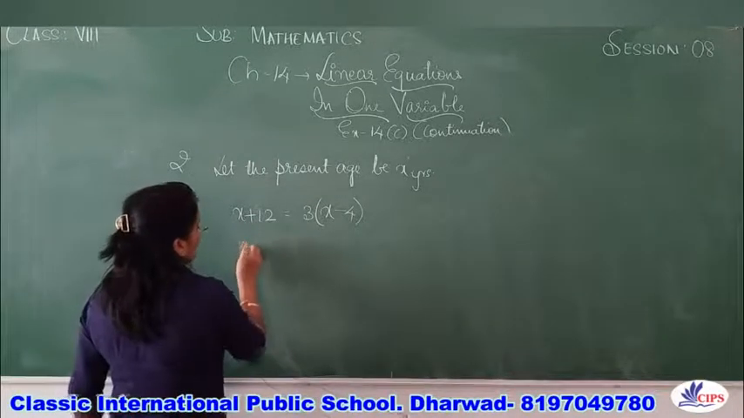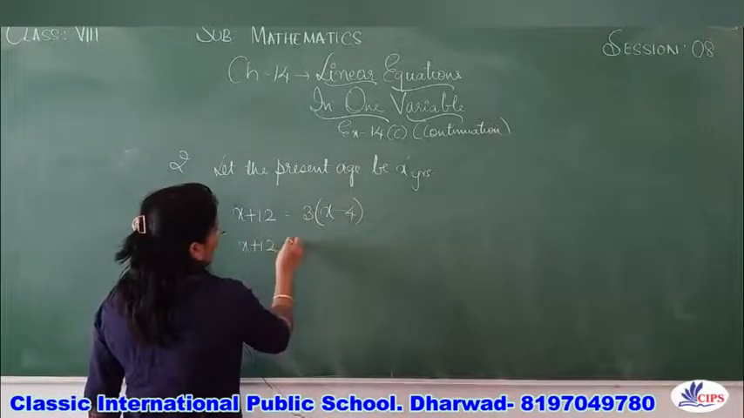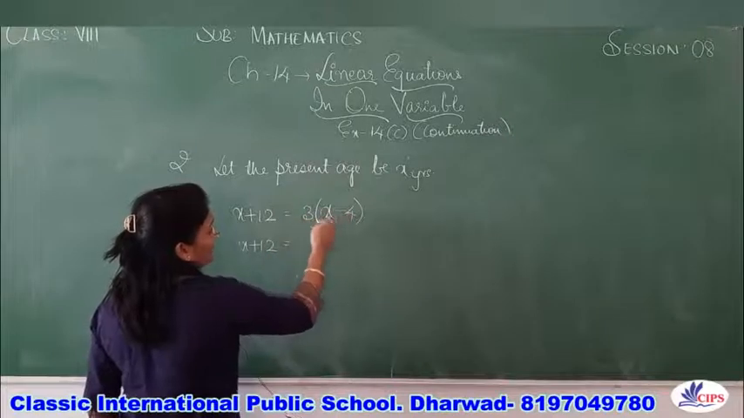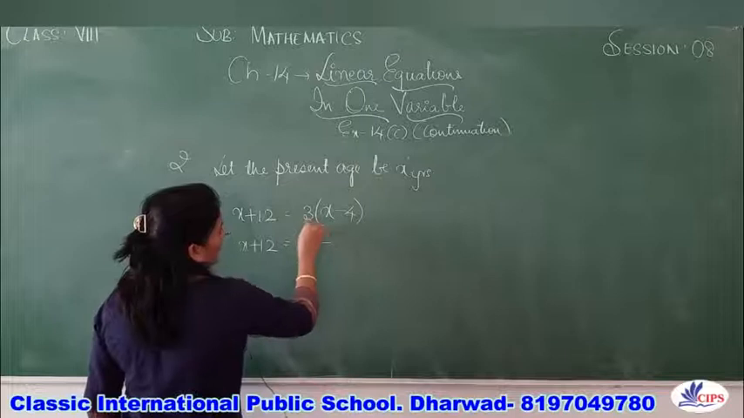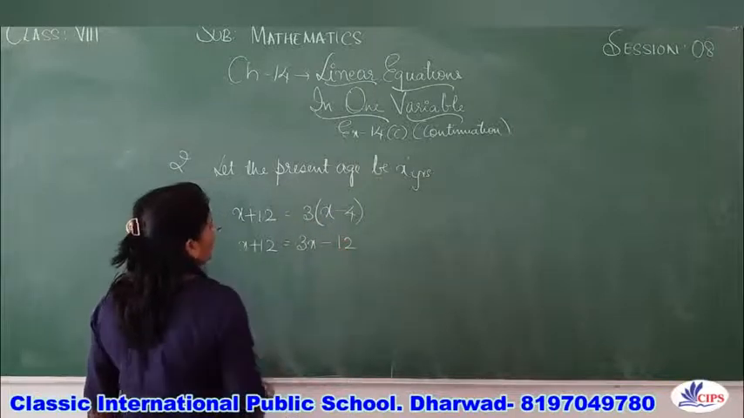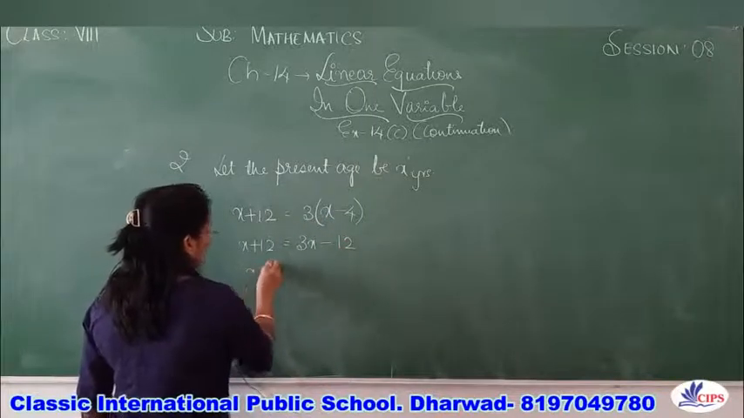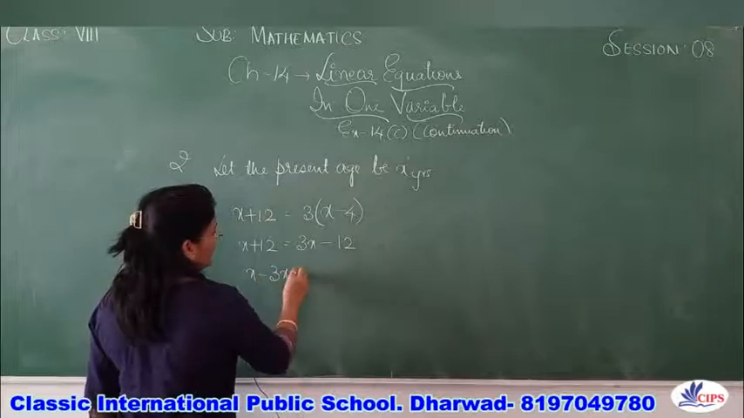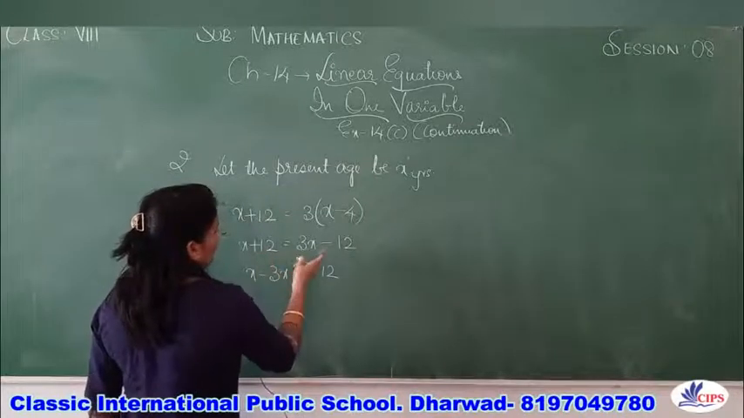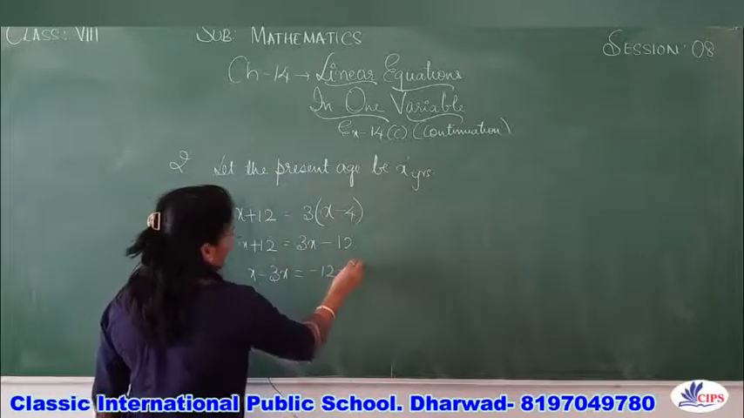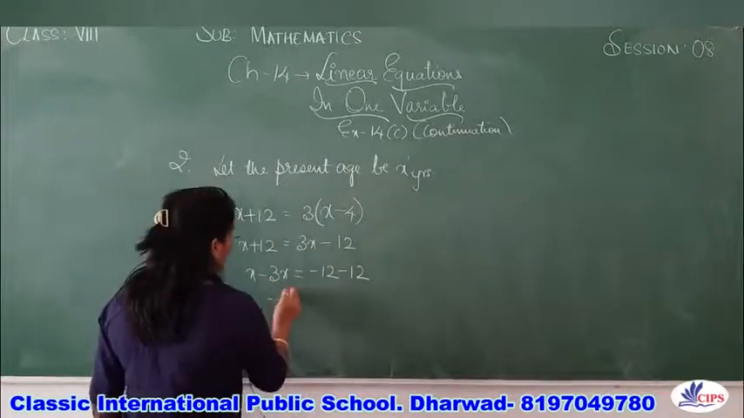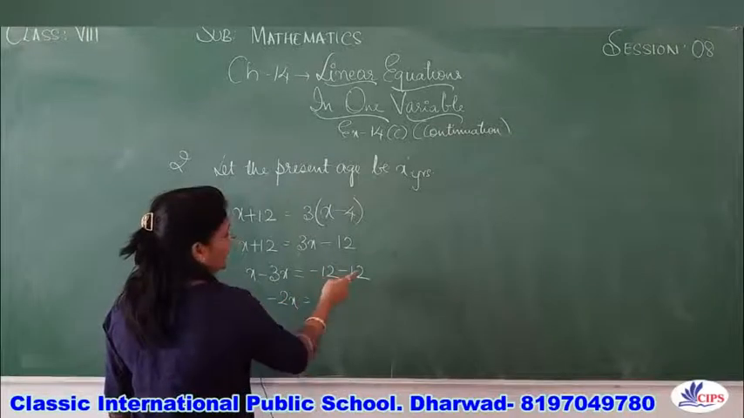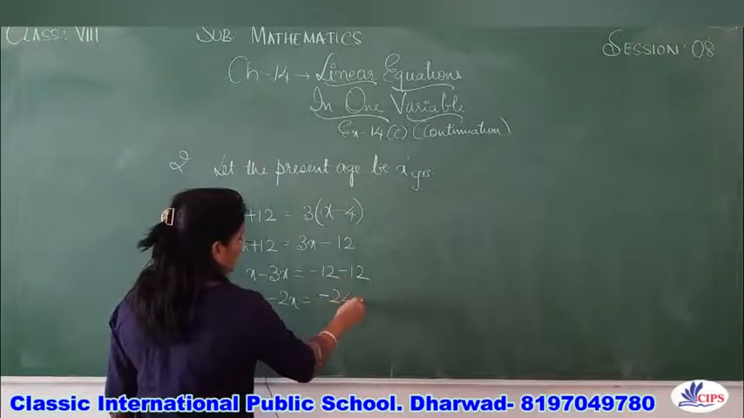So here we have got x plus 12, I will write it as it is. And now here we have got 3 into x minus 4, so let us multiply them. So 3 into x will be 3x, minus 3 into 4 will be 12. Now I will shift the variables on one side, I get x minus 3x, and here I have minus 12, and when I shift there it becomes plus 12. Now what is x minus 3x? x minus 3x is minus 2x, and minus 12 will be minus 24.